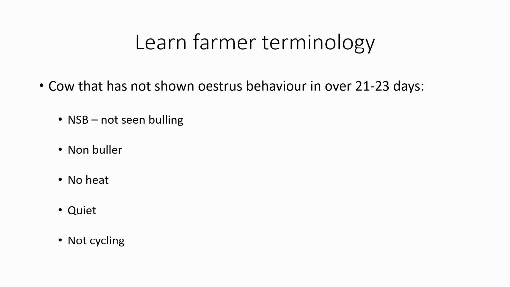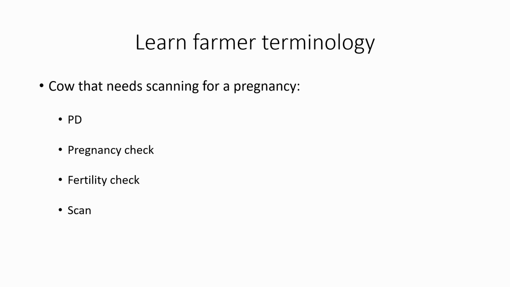Farmers call these NSBs, or not seen bulling. They call them non-bullers. They call them no heats. They say that they're quiet, or they say they're not cycling. The second one we get shown is cows that need scanning for pregnancy. This can be called a PD, a preg check, a fertility check, or some farmers just say scan.